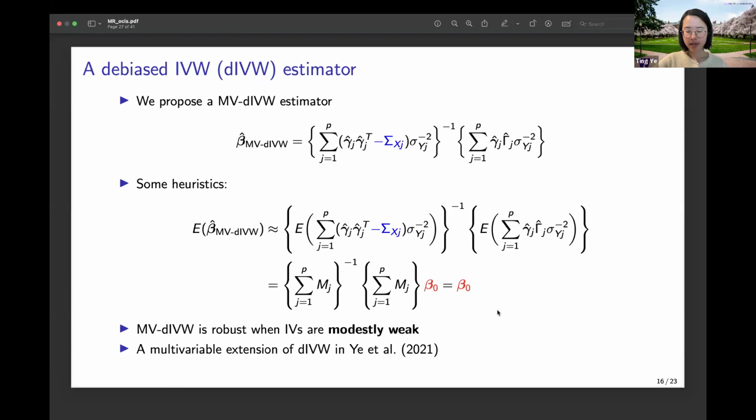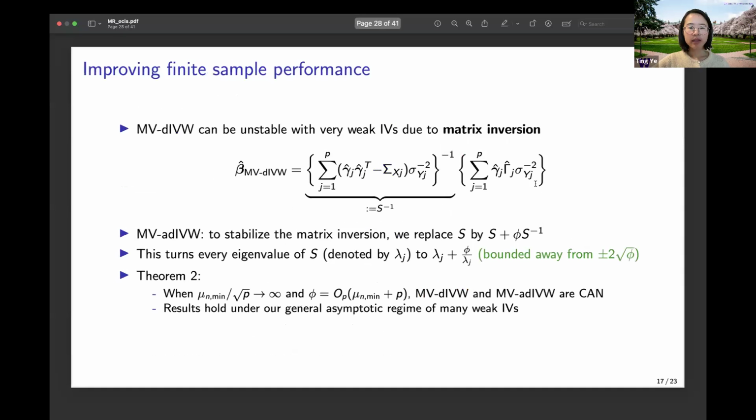This is not too surprising, but when we evaluate this estimator in simulation studies, we realize this estimator can be quite unstable in settings where the IV strength is very weak. This is because we need to calculate this matrix inverse, and it can be unstable when the matrix is close to singular. And so to improve it in finite samples, we propose this other estimator called MV-adIVW, the adjusted DIVW, to stabilize the matrix inversion.